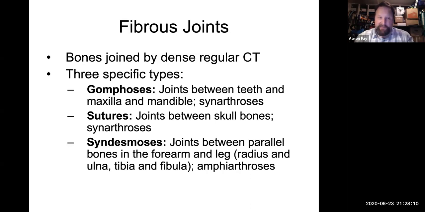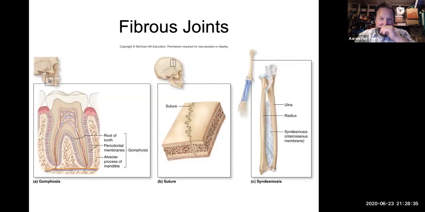So they are amphiarthritic. So to review, gomphoses, we're talking about the fibrous connection between the teeth and the mandible, teeth and the maxilla. Suture is a fibrous connection between bones of your cranium. And the syndesmosis, this is the fibrous connection between bones like the radius and ulna and tibia and fibula. Gomphoses and sutures are synarthritic. Syndesmosis is amphiarthritic. Small amount of movement allowed. This is just an example. So these periodontal ligaments are the collagen fibers that connect the root of the tooth to your maxilla or mandible. This whole articulation between these two structures, gomphoses.